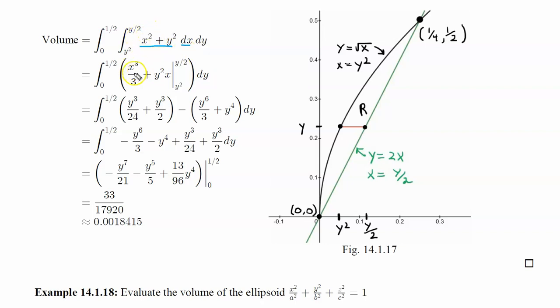Antiderivative of x squared is x cubed over 3. Antiderivative of y squared is going to be y squared times x. Y squared is just a constant when we're integrating with respect to x. Now we just have to put y squared and y over 2 in for the x's in here and subtract. Okay, so this y over 2 goes in place of this x and that x.